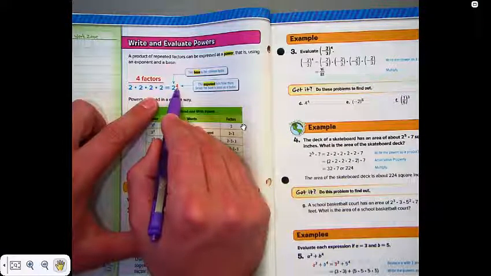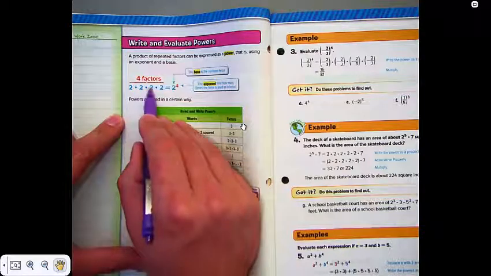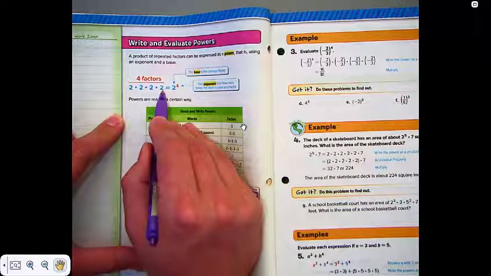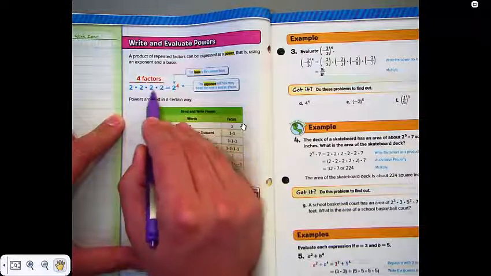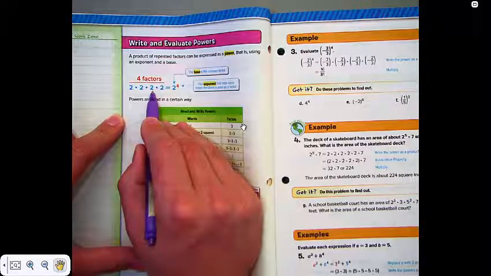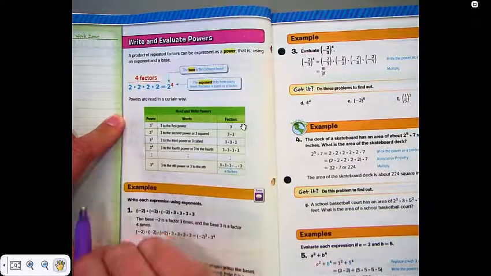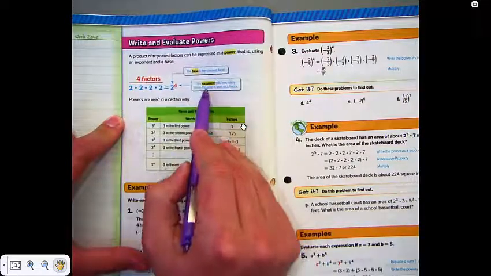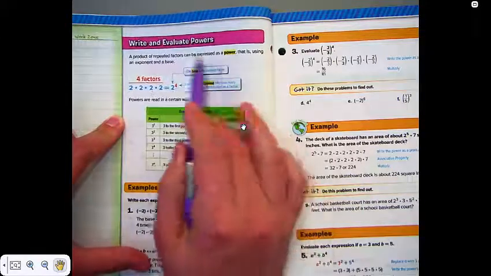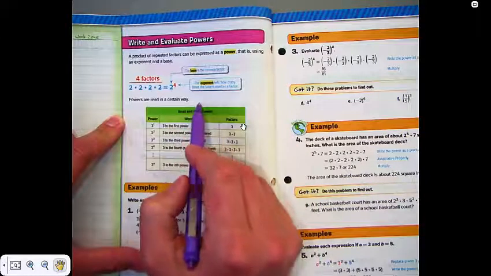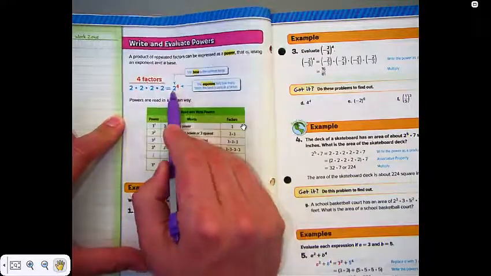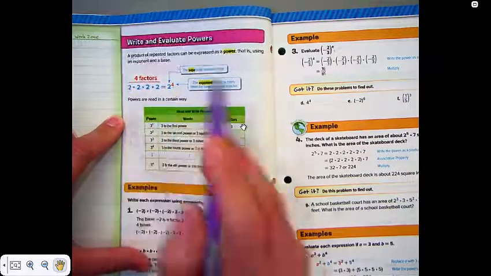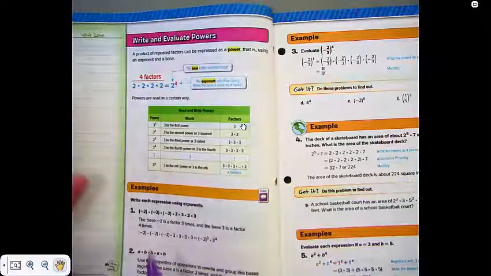And that number represents how many times it's being multiplied together. So it's being multiplied together 4 times. So our exponent's 4, but the number being multiplied is 2, so our base remains 2. That's the difference between a power, a base, and an exponent. A lot of people get those 3 words mixed up, so make sure you can identify the base, the exponent, and then the power. All right? Now, read and write your powers.